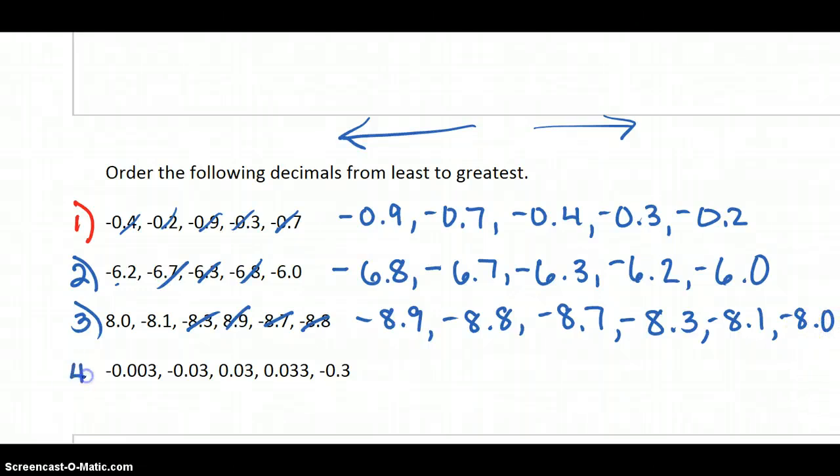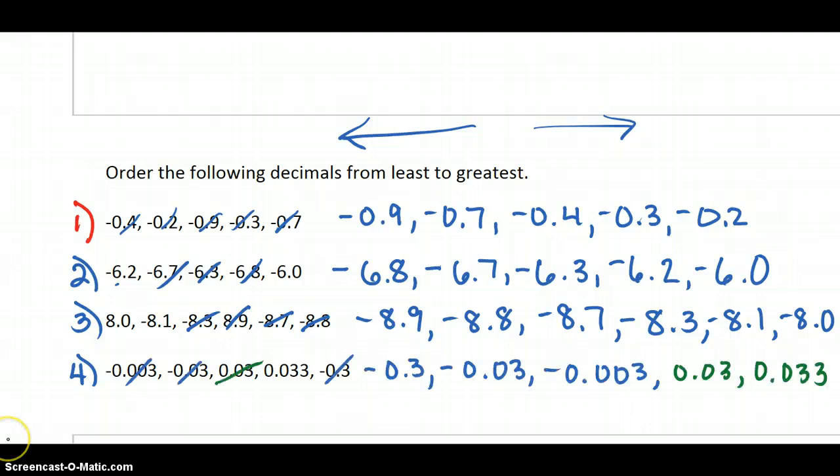Try number 4. Check your answer. Is this what you have? This was a hard one, wasn't it? Not only does it have both positive and negative numbers that you have to pay attention to, we are also dealing with going further out in our place value. So remember, the further out you go in your place value, the smaller the number becomes. With negatives, if it has a negative, it's actually a bigger value. And of course, with positives, the smaller the number, the smaller the number. So let's move on.